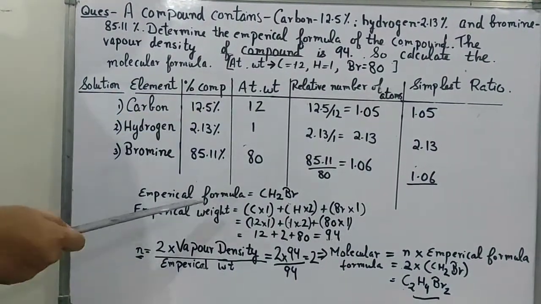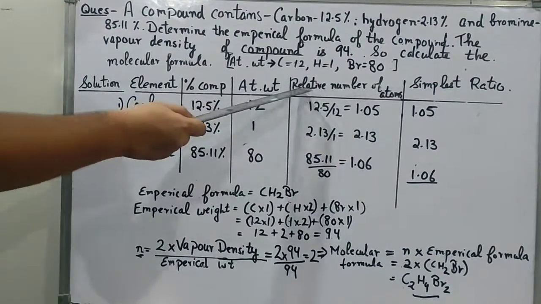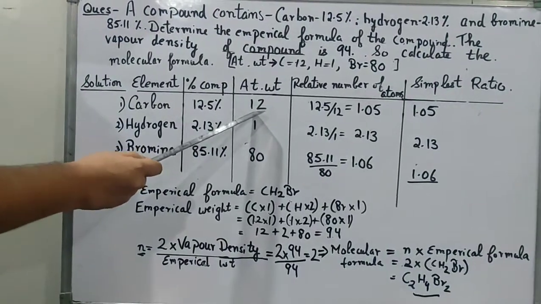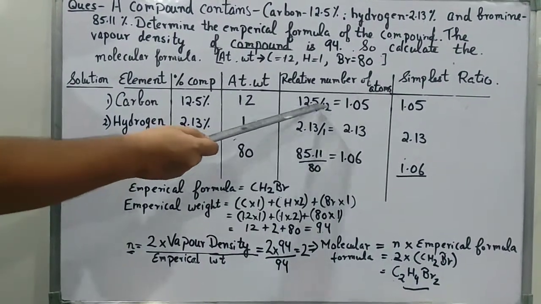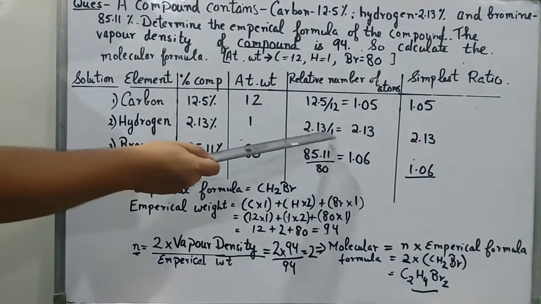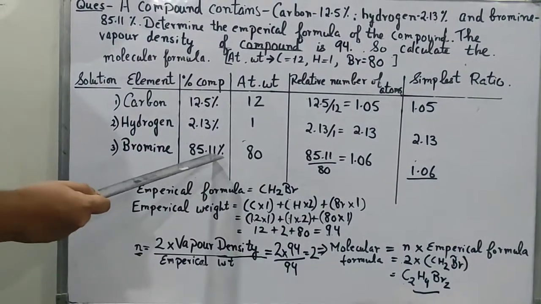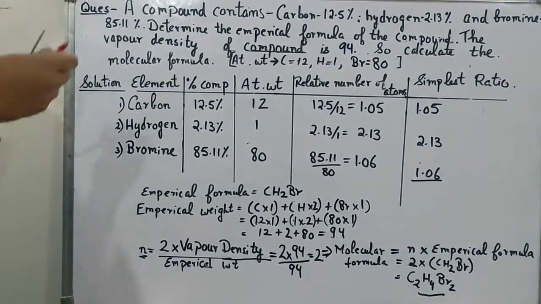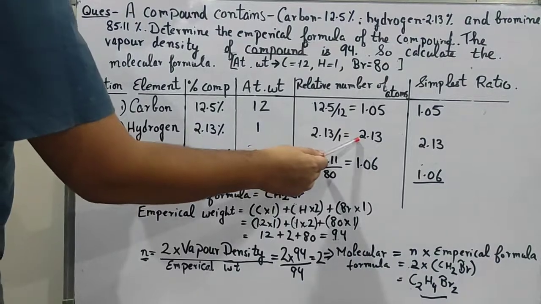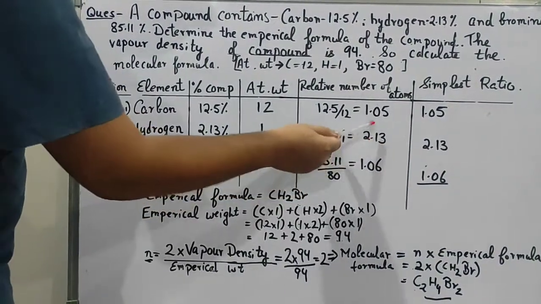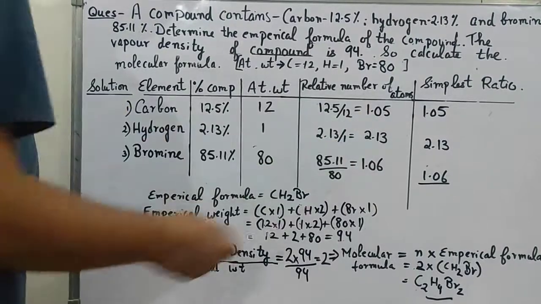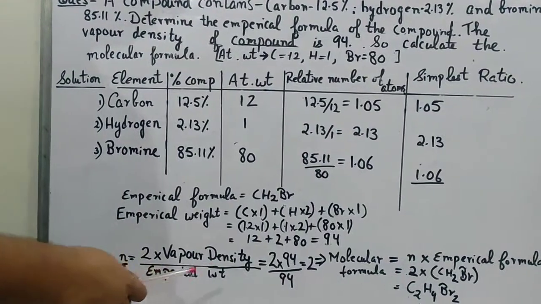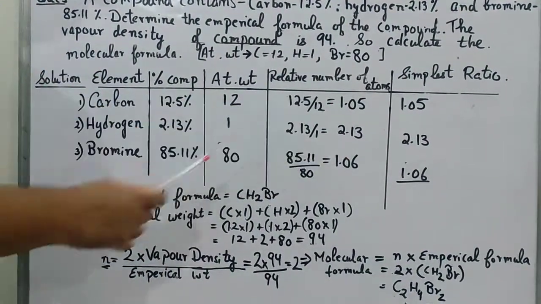Now in the fourth column, where it's written relative number of atoms, divide the percentage composition by the atomic weights. 12.5 divided by 12, 2.13 divided by 1 and 85.11 divided by 80. After calculation children, I'll go to 2 decimal places. See, on division I get 2.13, so in the rest of the divisions I'll go to 2 decimal places. So here I get 1.05, here I get 1.06. Okay, no need of rounding off in these values.